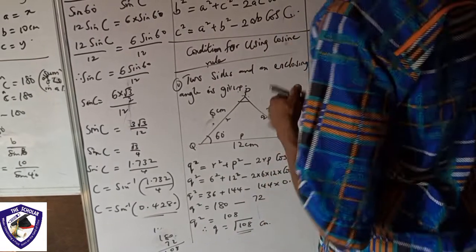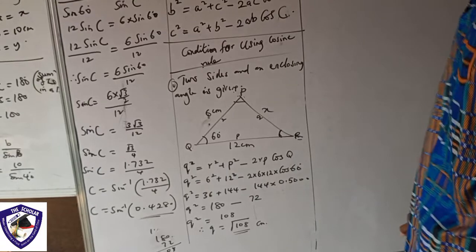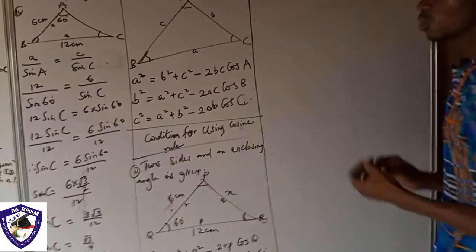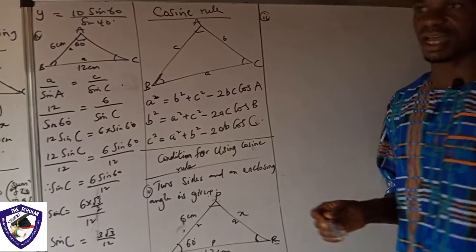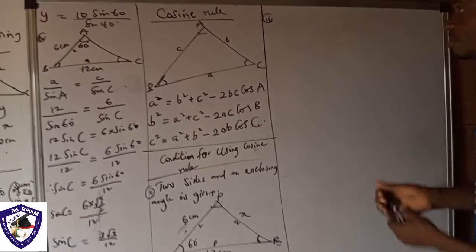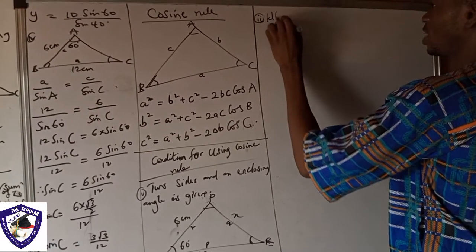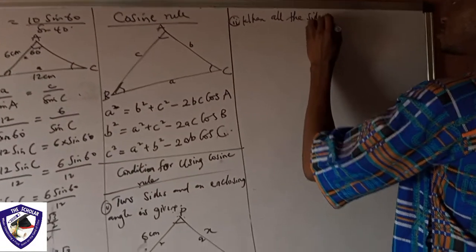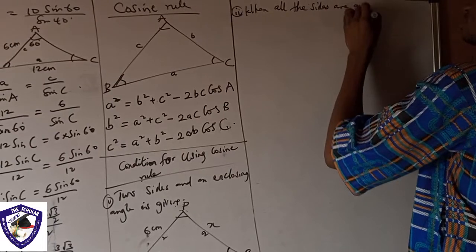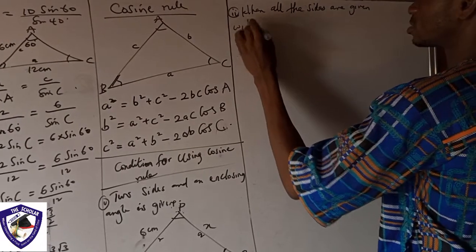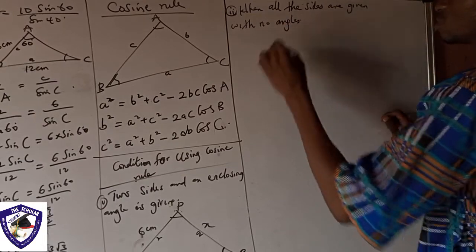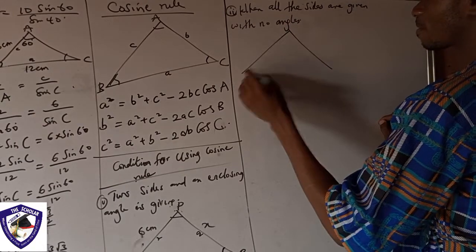So this is the first condition for using cosine rule. Then the second condition for using cosine rule is when all the sides are given with no angle. Let's look at that here.